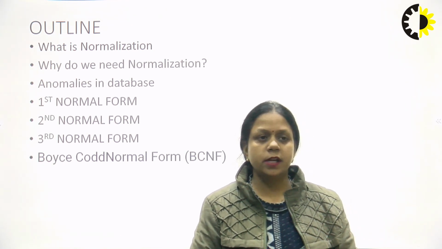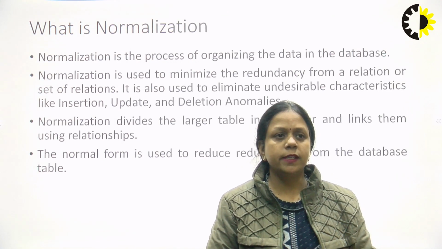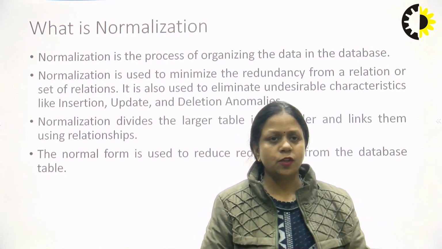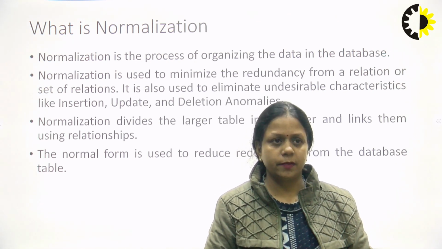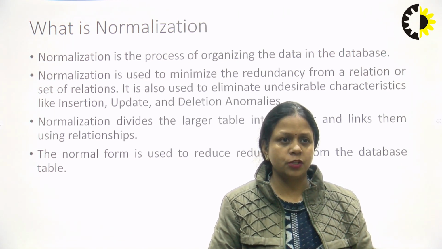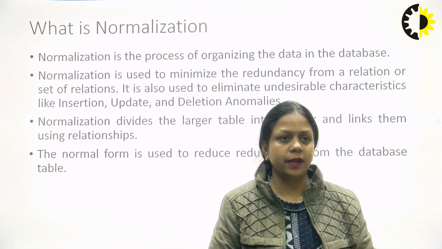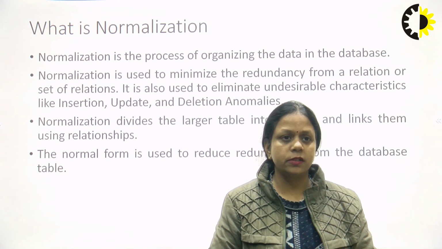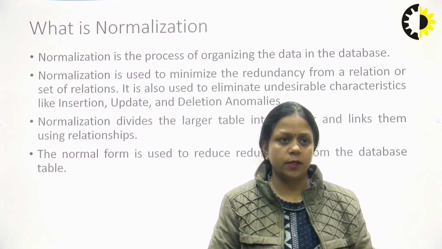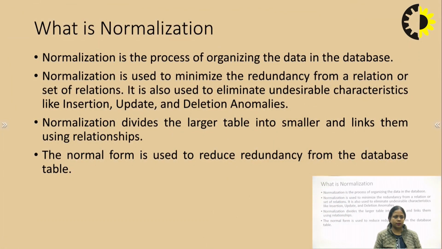Okay, so we will start with the introduction of normalization. You can see here, normalization is a process of organizing the data in the database. Normalization is used to minimize the redundancy from a relation or a set of relations. It is also used to eliminate undesirable characteristics like insertion, update, and deletion anomalies. Normalization divides the larger table into smaller tables. The normal form is used to reduce the problems or anomalies in the table.